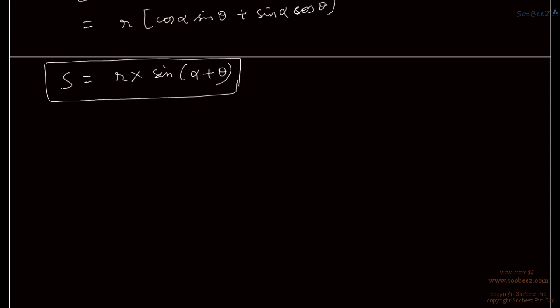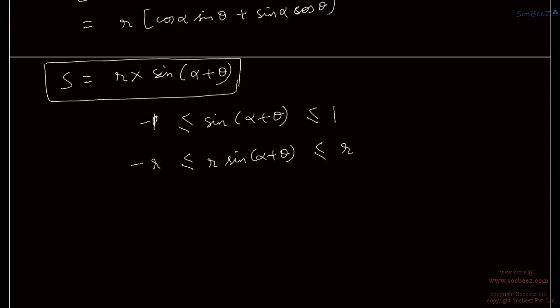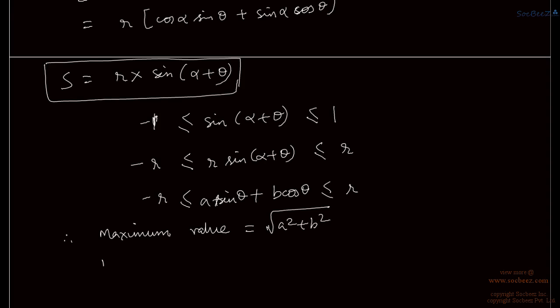Now we note that sine of any angle always lies between 1 and minus 1. Fine. So just multiply the whole thing with r. We have r sine of alpha plus theta lies between r and minus r. But what is r sine alpha plus theta? It is nothing but our given expression a sin theta plus b cos theta. So a sin theta plus b cos theta lies between r and minus r. Hence the maximum value is r, but what is r? I just showed earlier, r square is a square plus b square, so r is root of a square plus b square.